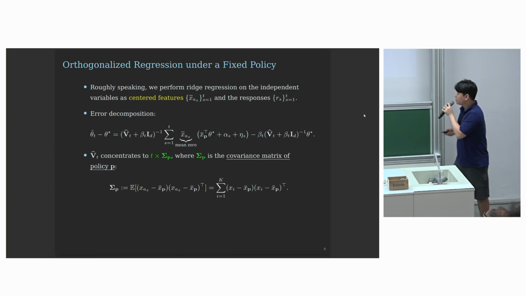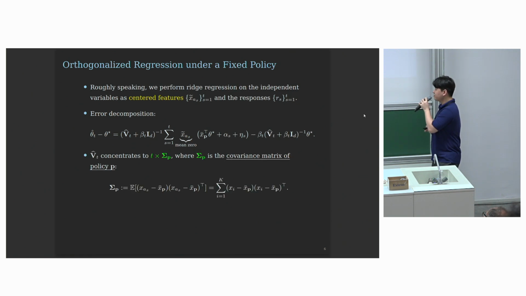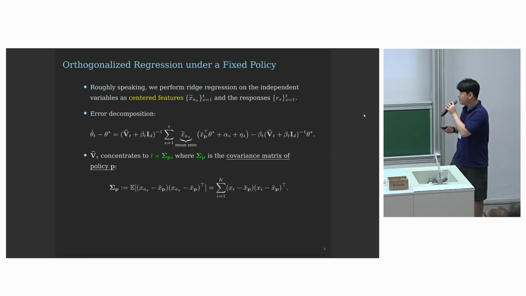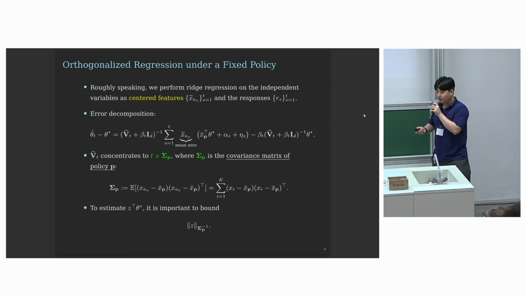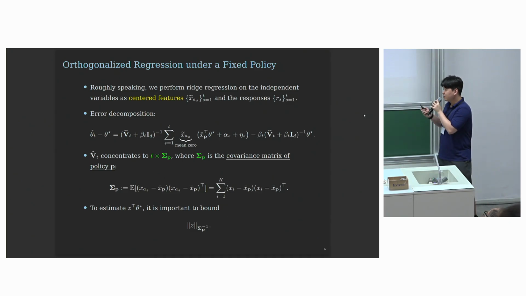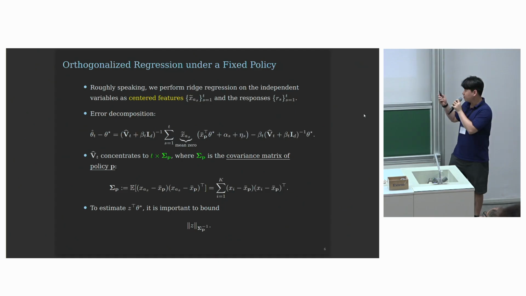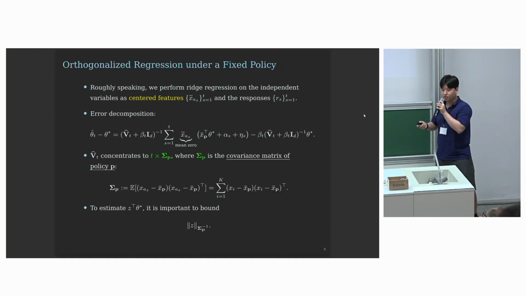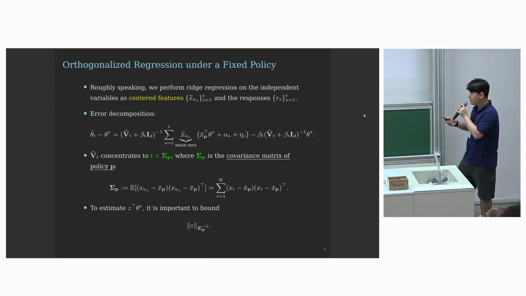Honestly, this estimator technique is adopted from causal inference, like orthogonalized learning or partially linear models. When we look at the matrix inverse norm term, it concentrates to t times sigma p, where sigma p is the covariance of the policy p. To estimate the reward at feature z, it is very important to bound this inverse matrix weighted norm. Again, the difference from the linear bandit case is that sigma p is orthogonalized. It means it is a covariance, not a second moment. For the linear bandit case, it is just the second moment.